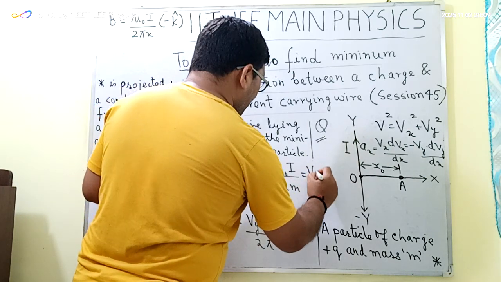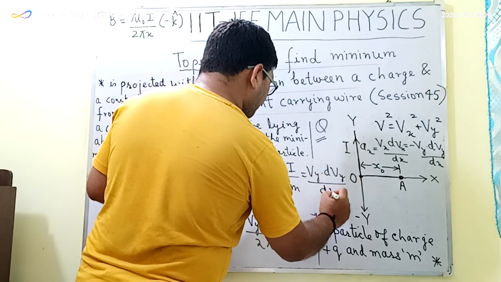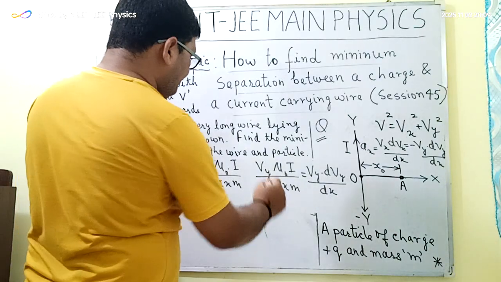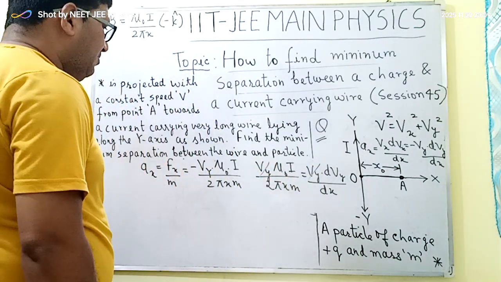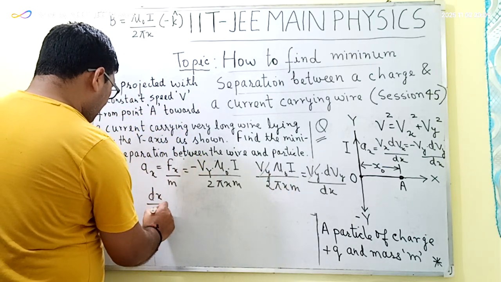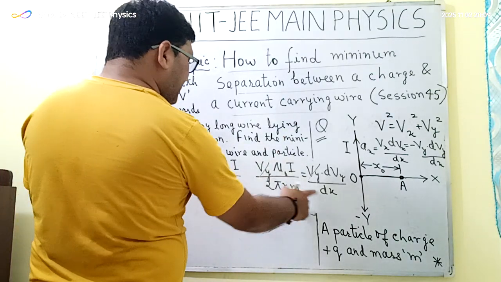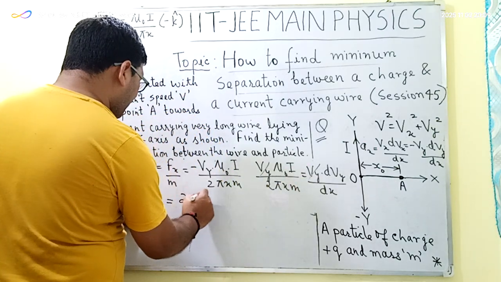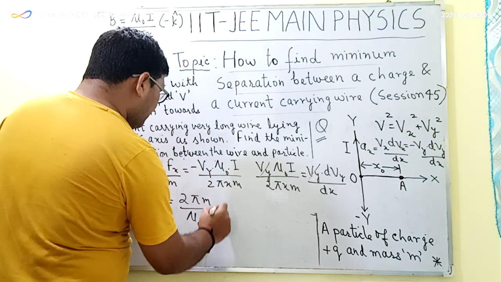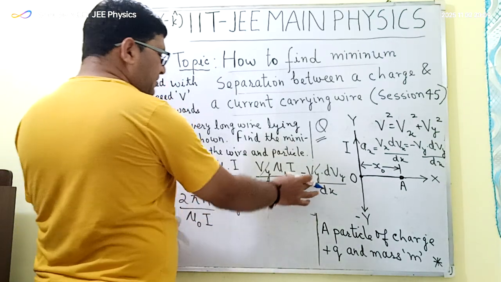This is equal to Vy dVy upon dx. From here, this Vy will get cancelled out, and this equation can further be written as dx upon x will be equal to 2 pi m divided by mu naught I, dVy. So this is the equation which I have got by rearranging the terms of this equation.